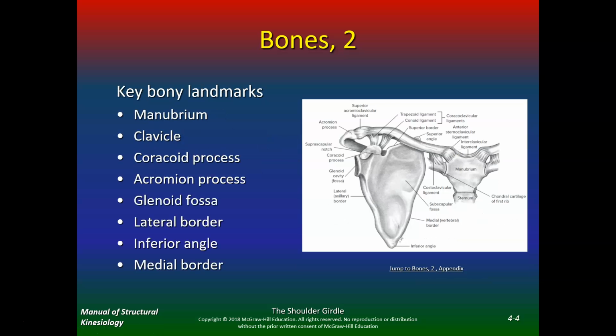Some key landmarks that we have: the manubrium, which is right here, the clavicle itself. We have the coracoid process right here, the acromion process right there, the glenoid fossa. This is where the head of the humerus articulates. We have the lateral border, which is your armpit, the axillary border, the inferior angle, and the medial border right here. So make sure you know these bony landmarks and what bone they're associated with for the next exam or quiz.